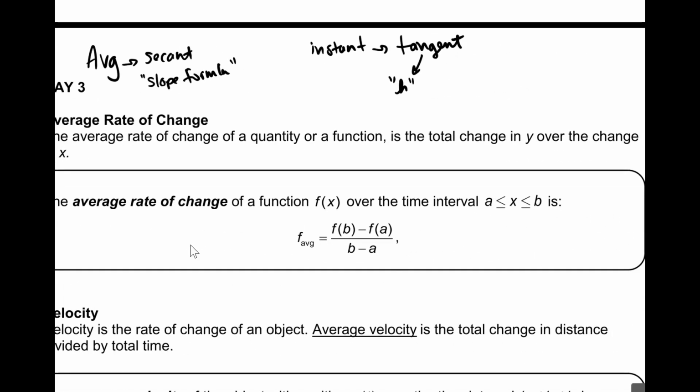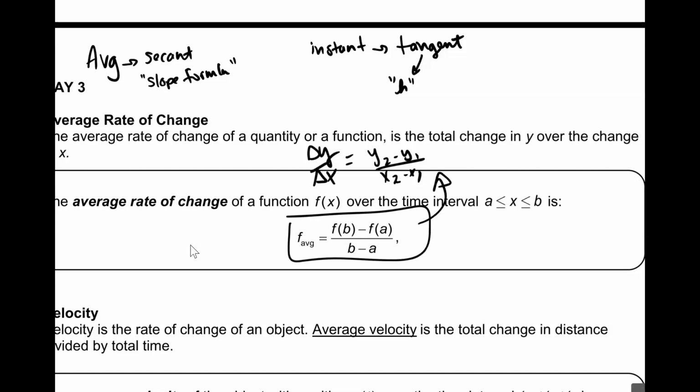Okay, so the average rate of change. The average rate of change of a quantity or function is the total change in y over the total change in x. All right, so delta y over delta x. Literally, y2 minus y1 over x2 minus x1. This is the baby slope equation that you learned in algebra. So the average rate of change, no surprise, we've already gone over this.